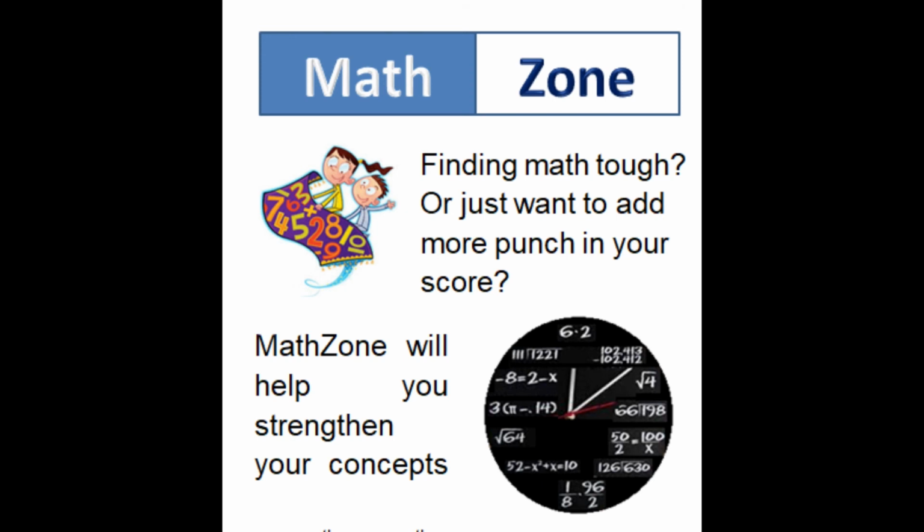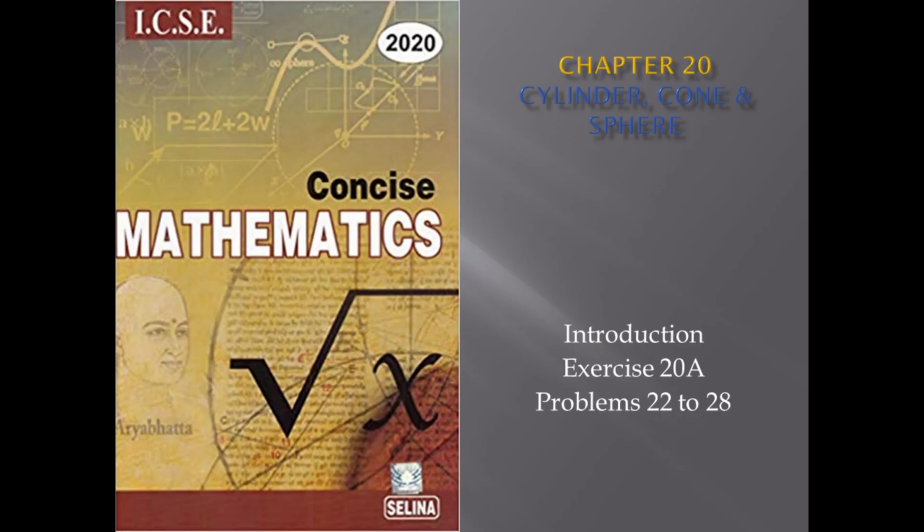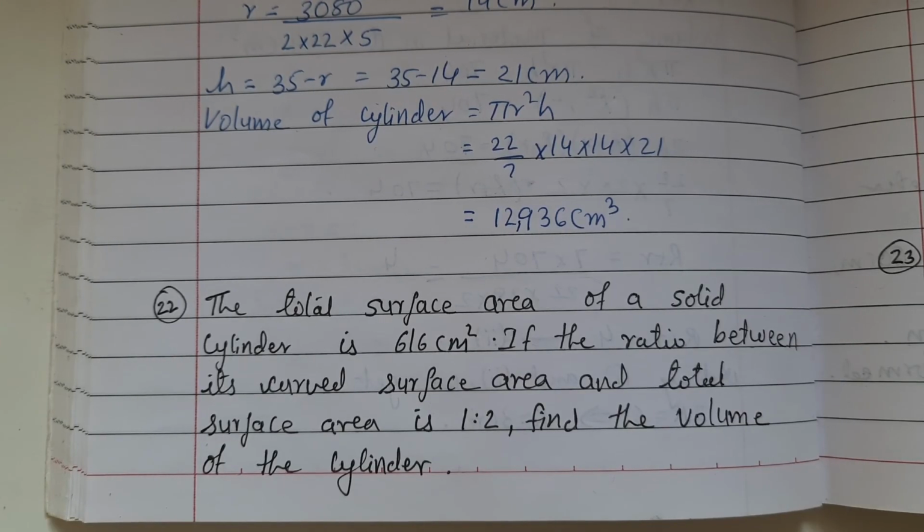Selena, Class 10, Chapter 20, Cylinder, Cone and Sphere, Surface Area and Volume. Sum number 22. The total surface area of a solid cylinder is 616 centimeters square. If the ratio between its curved surface area and total surface area is 1:2, find the volume of the cylinder.